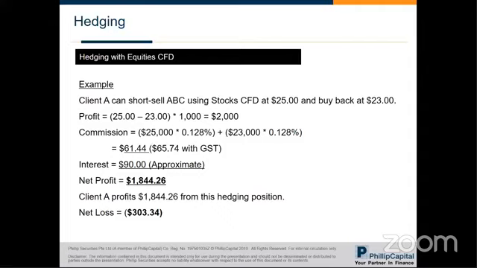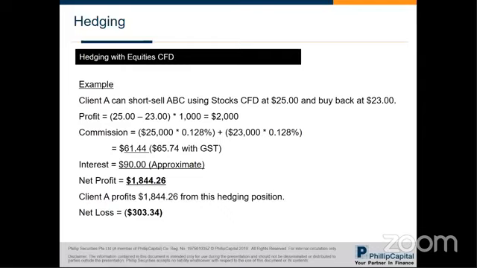If you want to fully hedge your position, you can use equity CFD. So you can do a short selling position at 25 and buy back at 23. This gives you a net profit of $1,844.26 after commissions and the financing charges. So the net loss for this client in this bear movement is only $303.34 instead of $2,147. So I believe that all of you have seen the benefit of doing hedging.